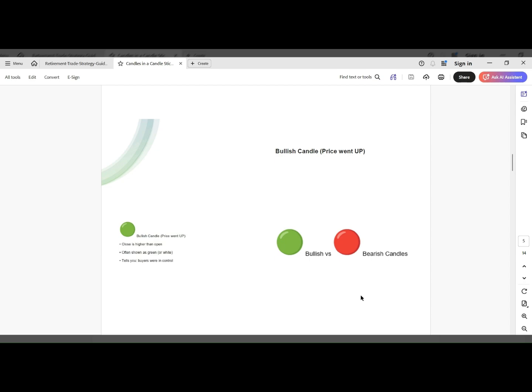If it's easier for you to see it, then change it to whatever color you want. But anyhow, that's what you have with that type of candle. If it's bullish, the close is higher than the open. That makes sense because the price is going up, right? It's often green or sometimes white, just whatever color you want to make it. But it tells you the buyers were in control.